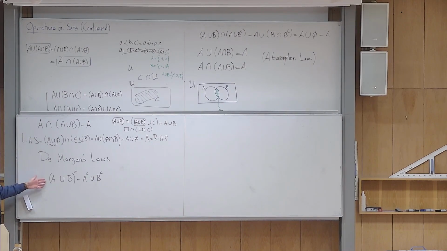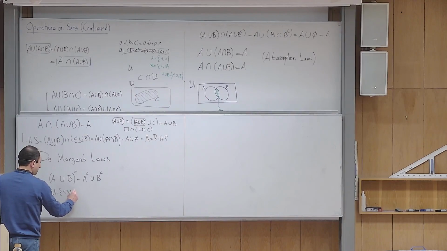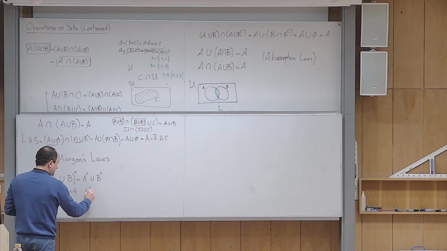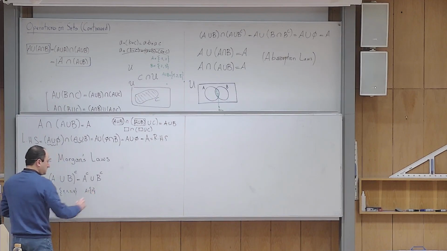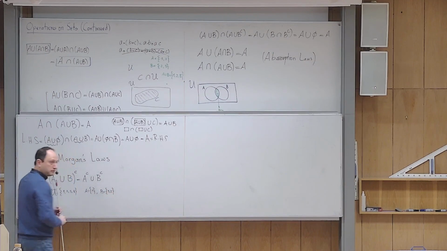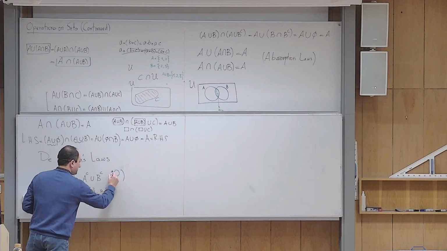Okay, so let us understand that this is not in general true, by a very, very simple example. So let me take the universal set to be 1, 2, 3, and 4. For example, let me take A to be 1. Let me take B to be 1 and 2. Okay? For example, we want to check if this is true or false.